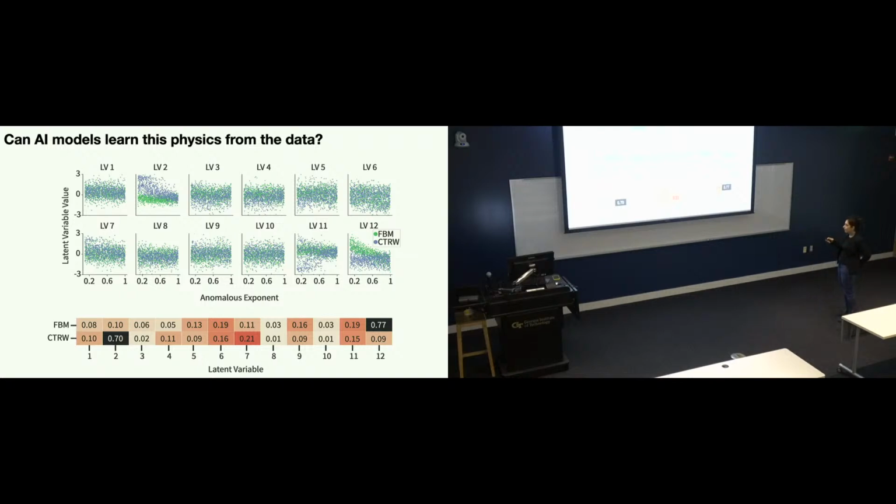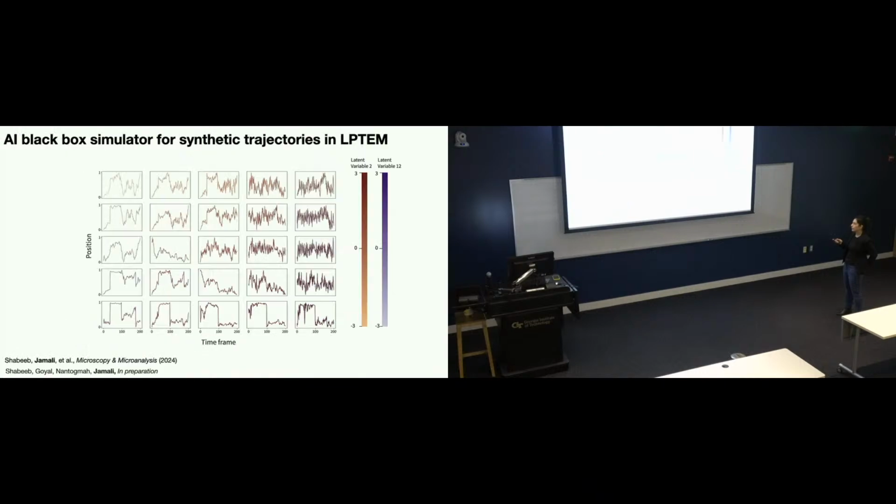What became clear for us is that there are two of these latent variables that pick up the characteristics of these trajectories. One is very sensitive to the continuous time random walk, and the other is very sensitive to the FBM behavior. But in general, that means there are latent variables in this latent space that can learn that subdiffusivity from the data, and we can tweak them in order to generate new trajectories by playing with the value of those latent variables. And that's exactly what we did.